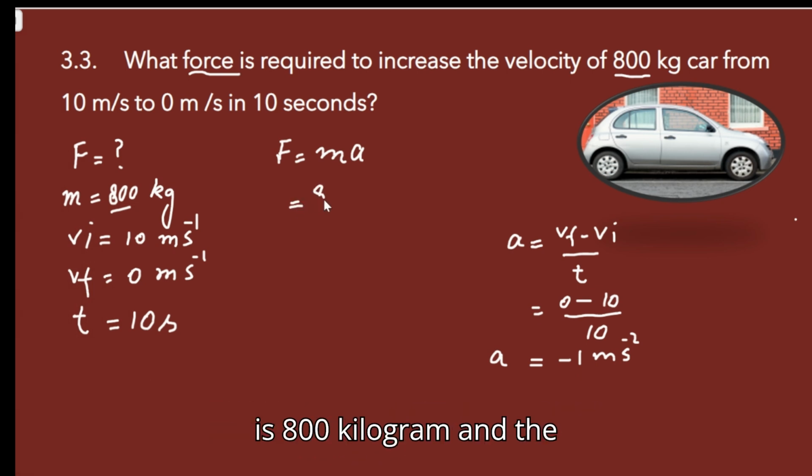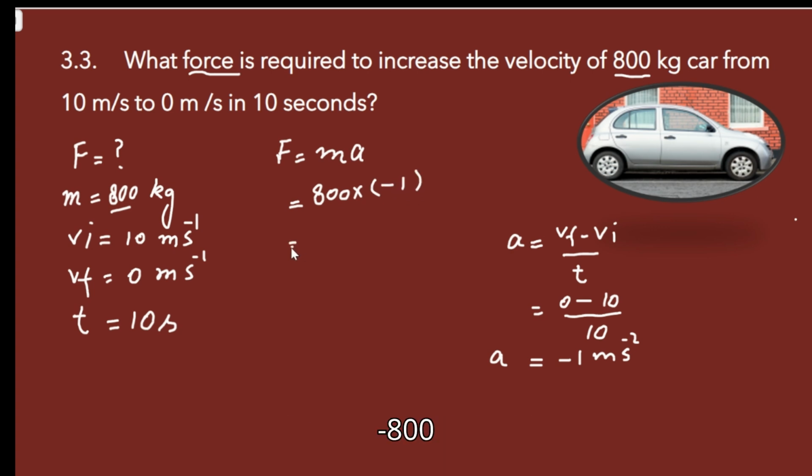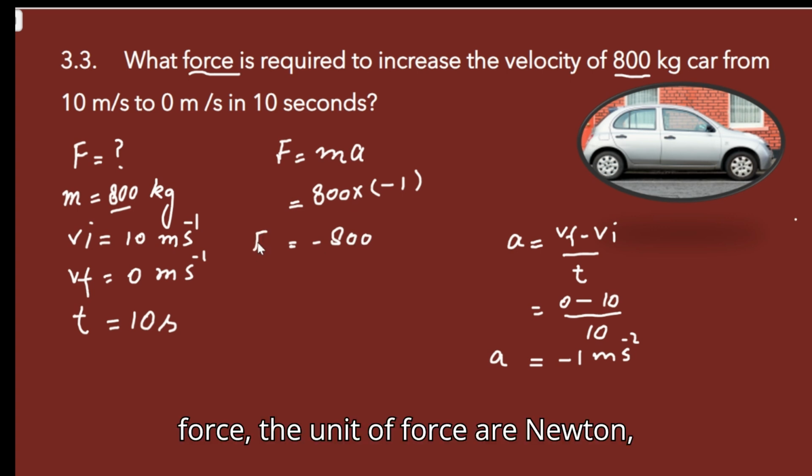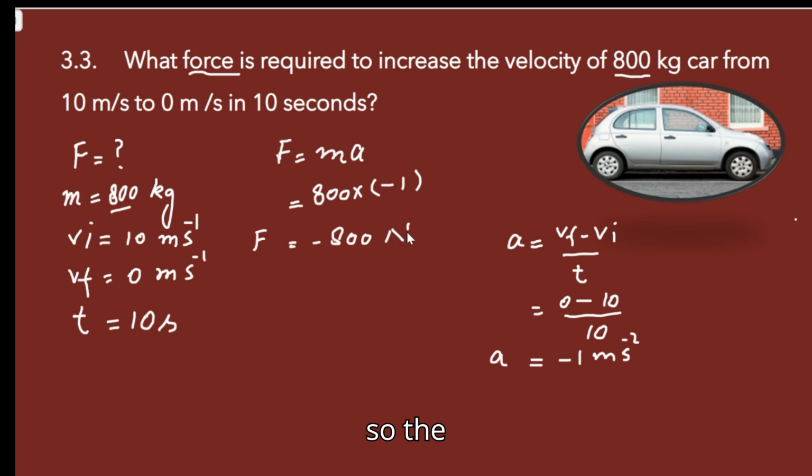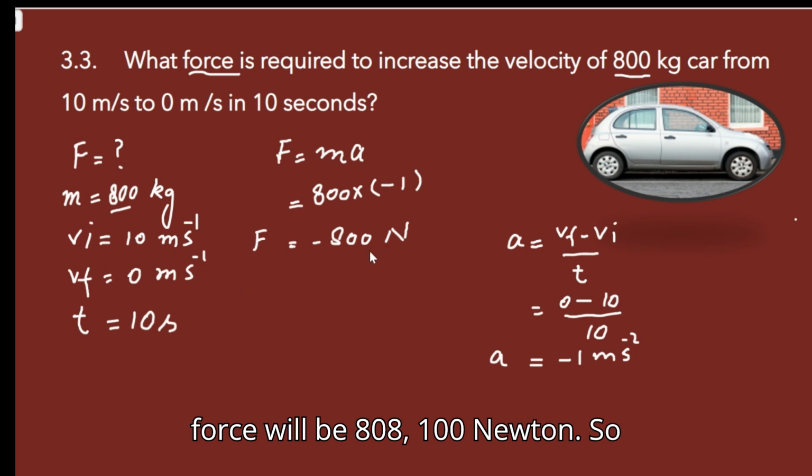Mass is 800 kilogram, and the value of the acceleration is negative 1. When we multiply this, negative 800 will be the result. Since the unit of force is Newton, the force will be negative 800 Newton.